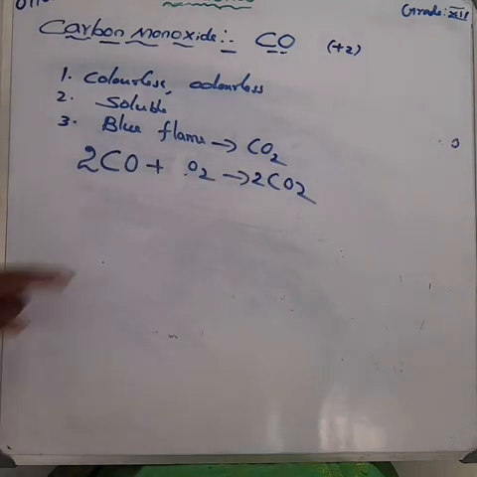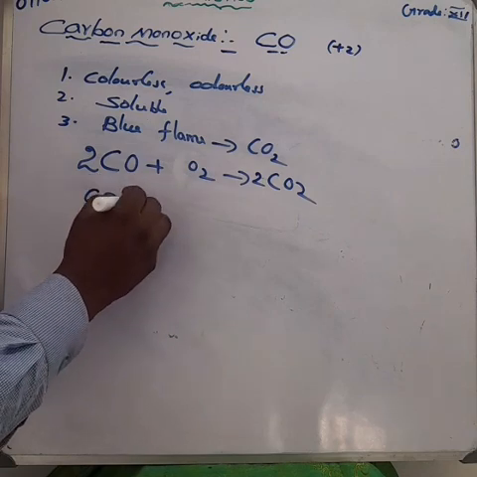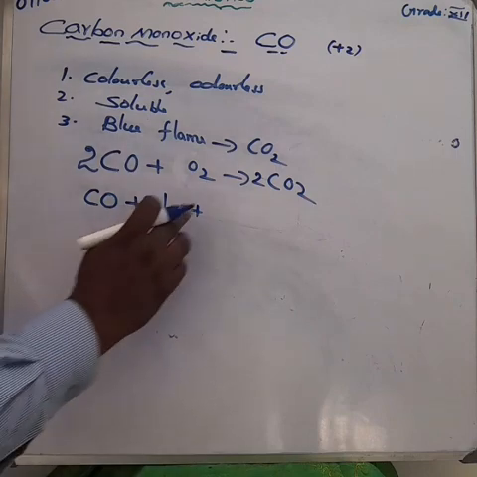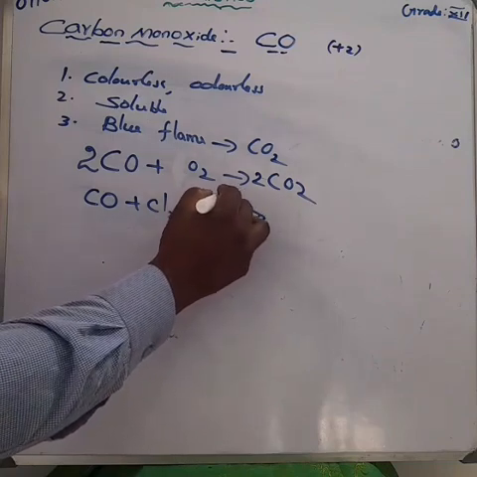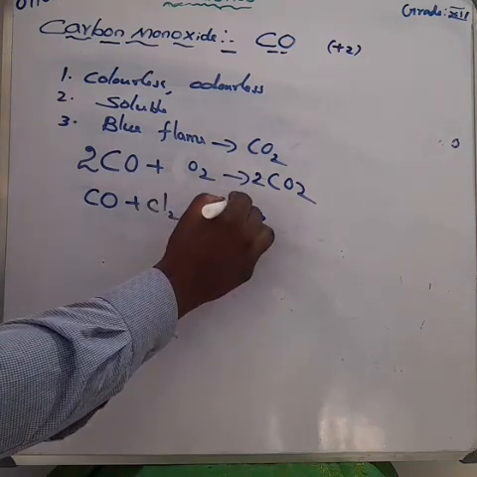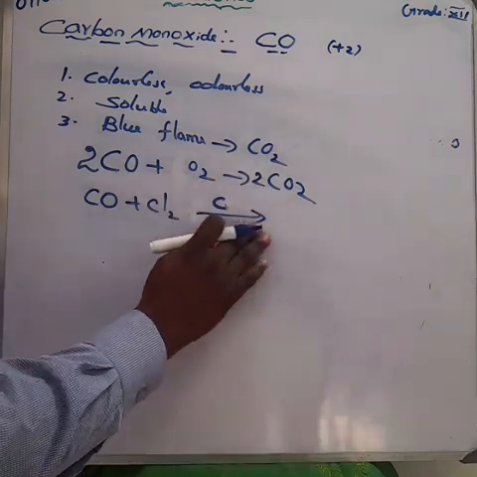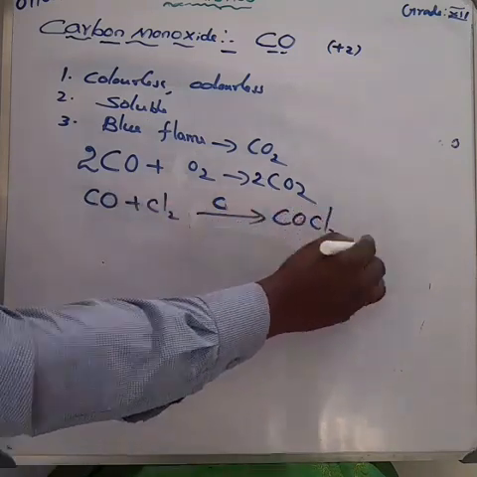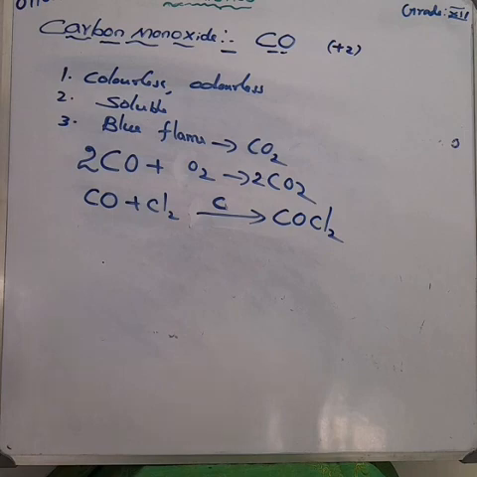And one more reaction. Carbon monoxide is treated with chlorine in the presence of charcoal. Charcoal means carbon, am I right? This carbon monoxide on treatment with chlorine in the presence of charcoal forms another poisonous gas, one of the organic compounds, am I right? That is carbonyl chloride. What is the formula of carbonyl chloride? COCl2, which is also known as phosgene.